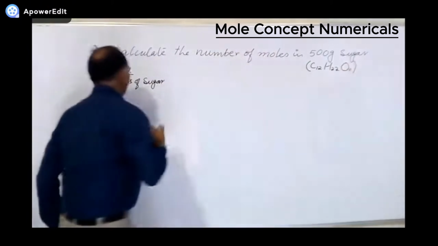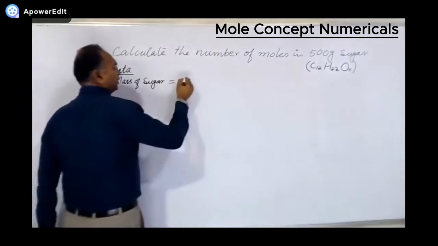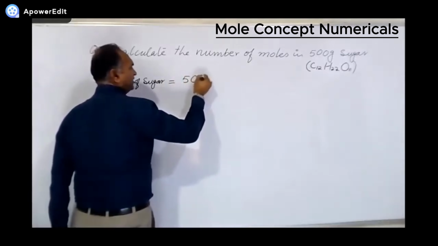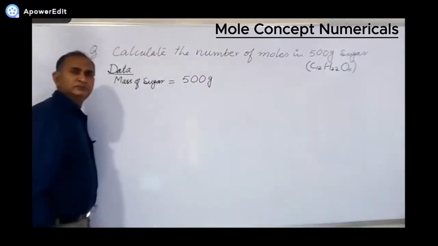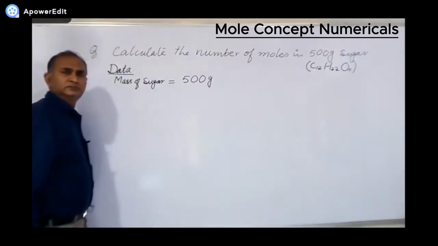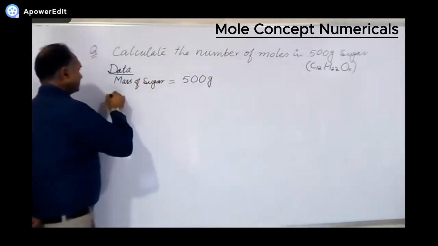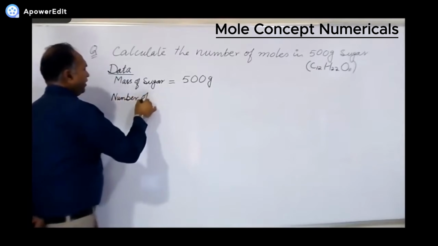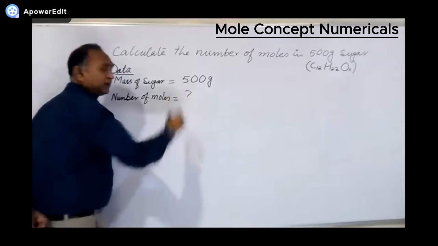C12H22O11. So my given mass of sugar is 500 grams. What is asked? Calculate the number of moles. Number of moles is to be found out.